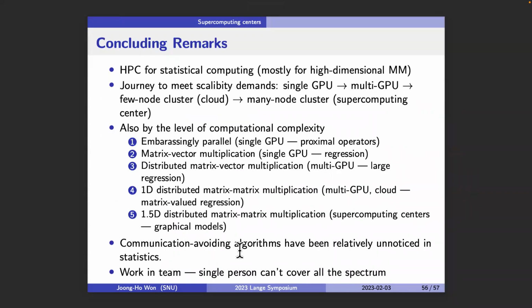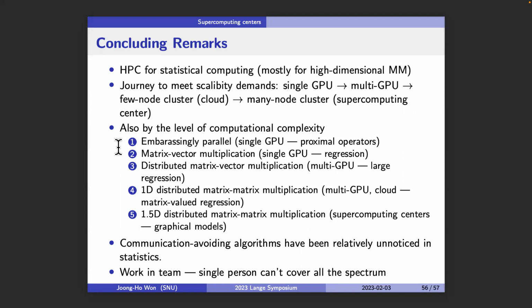So to conclude, I have gone through my experience with using HPC, high performance computing, for statistical computing, mostly for high dimensional MM algorithms. This was a journey to meet the scalability need that I faced, starting from single GPU, then to multi-GPU, then a virtual cluster with a few nodes, and a supercomputer with many nodes. And this was also at the level of computational complexity.